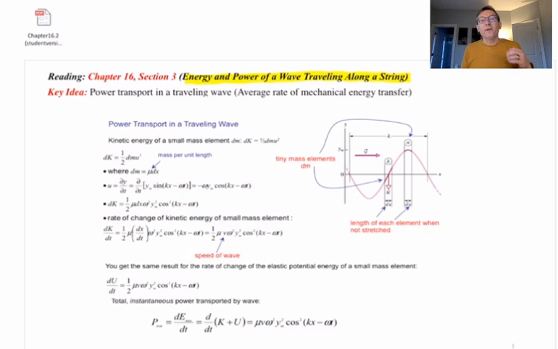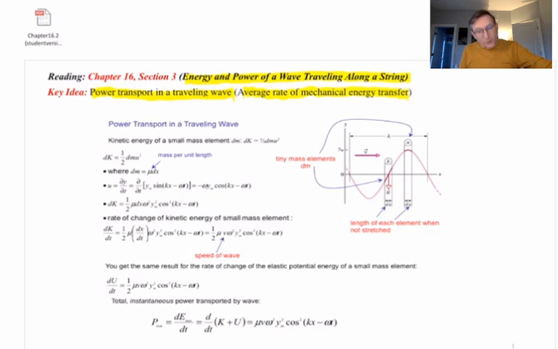And remember, if we talk about a wave containing a certain amount of energy and transporting that energy from one part of the medium to another, the rate of energy transport is the power associated with the wave. So we're really going to talk about power transport in a traveling wave, by which we mean the average rate of mechanical energy transfer. What's the rate at which mechanical energy is being transferred along the wave?